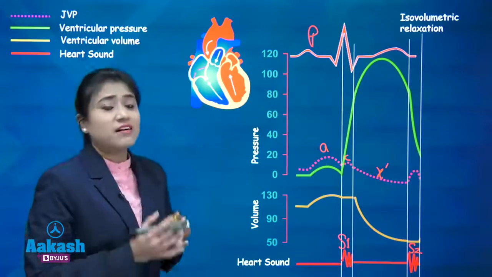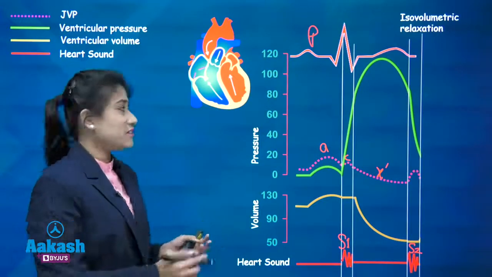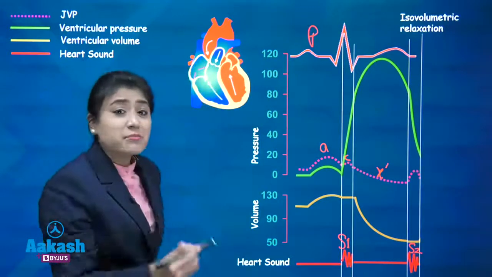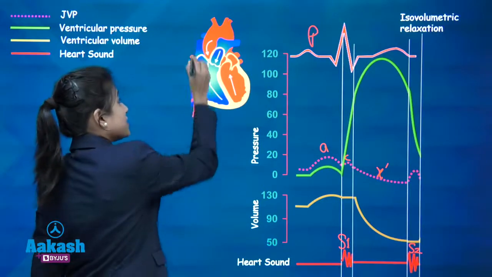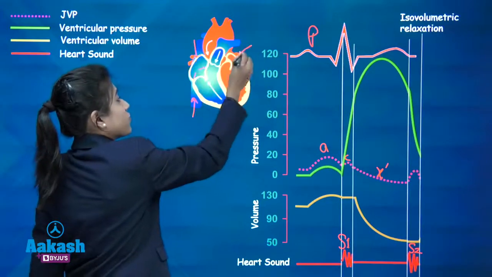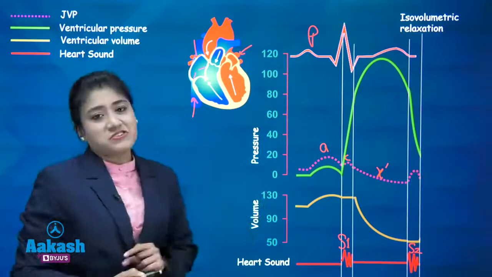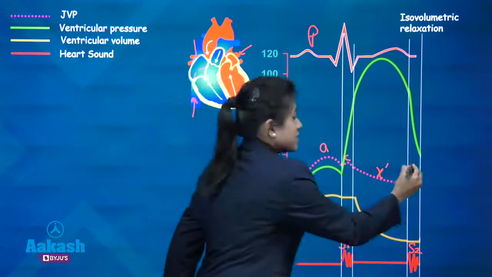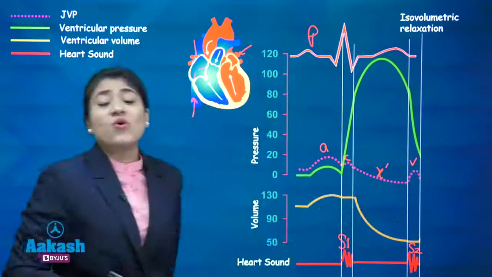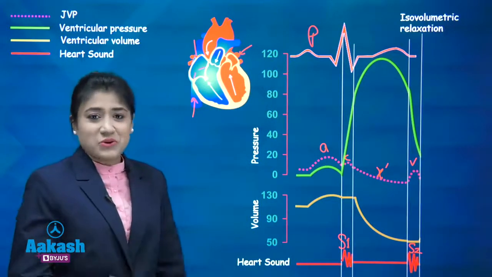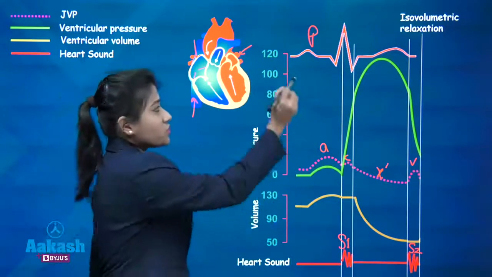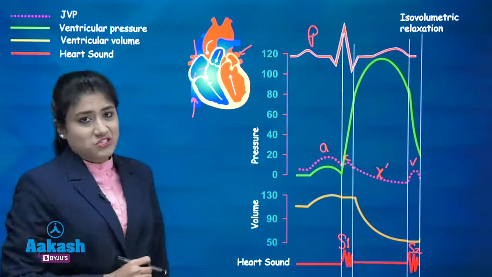Remember guys, during the isovolumetric relaxation, this atrium is getting blood from the IVC, SVC and also from the pulmonary veins. It means pressure in the atrium is increasing, which is seen as V wave on JVP. Got it? So it means V wave you will get in isovolumetric relaxation.